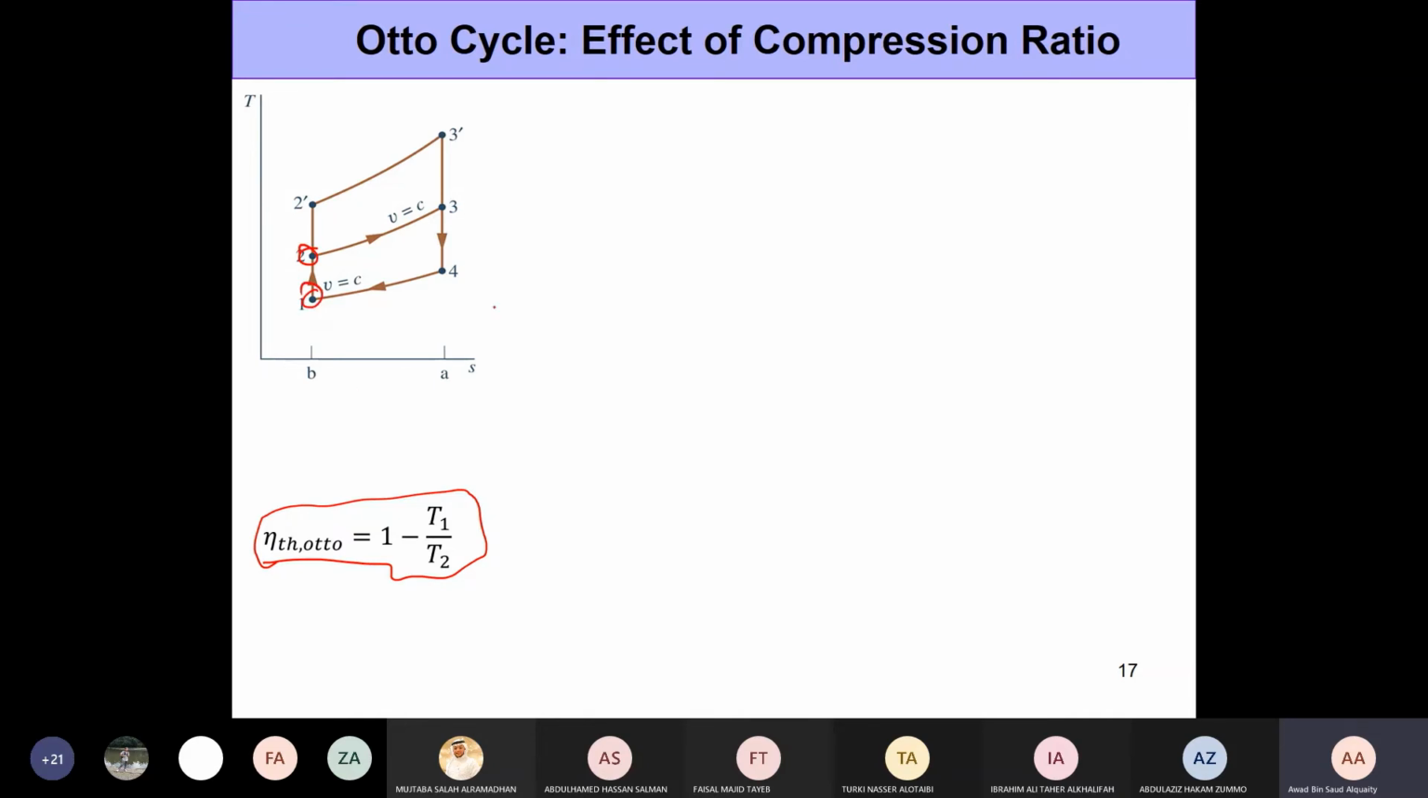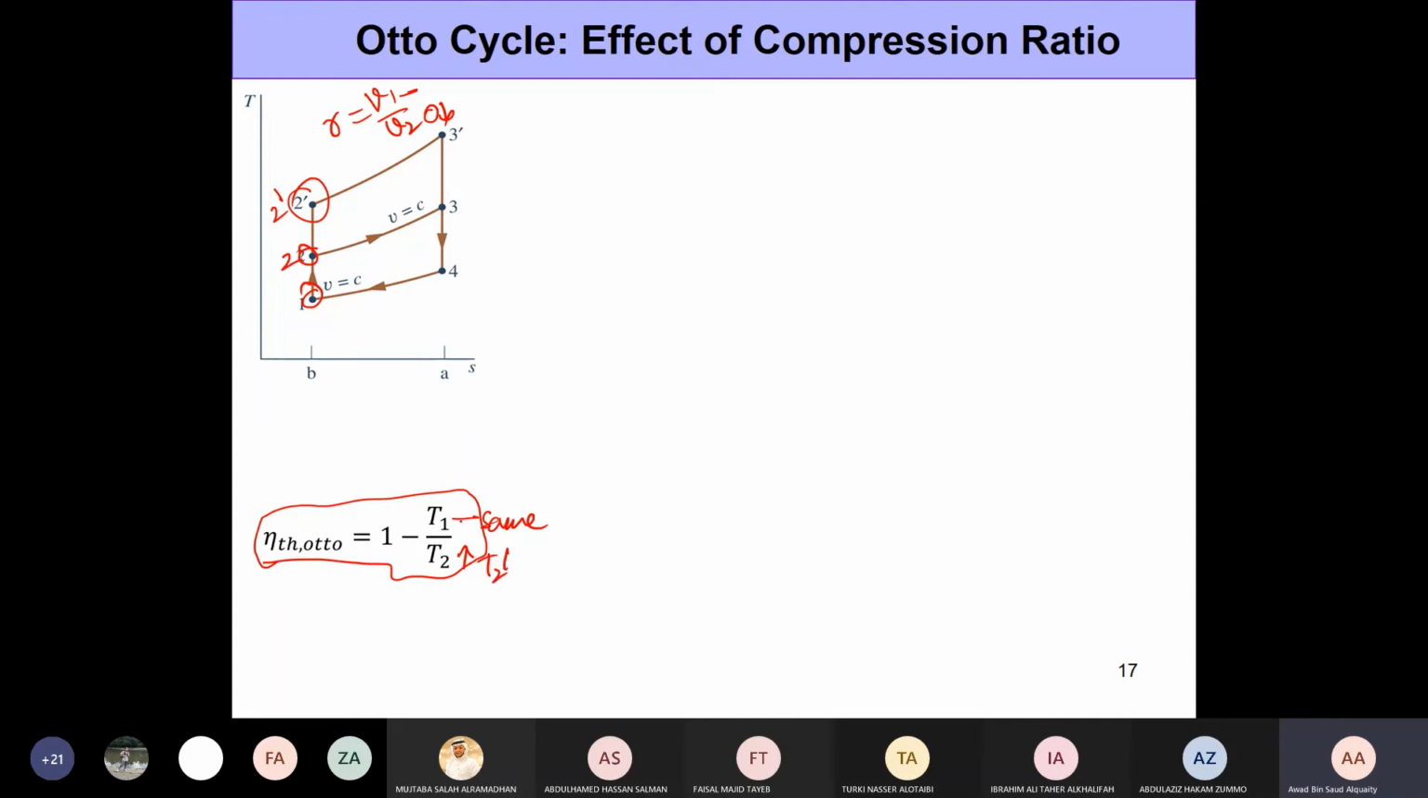Now, if you increase the compression ratio, that is, for the same value of V1, if you reduce the value of V2, compress the gas a little bit more, what's going to happen is at the end of the compression process, you're going to see a higher temperature. So instead of stopping at T2, you're going to stop at T2 dash. So we kept T1 constant, but we increased the temperature at the end of the compression process, right? So it's T2 dash now.